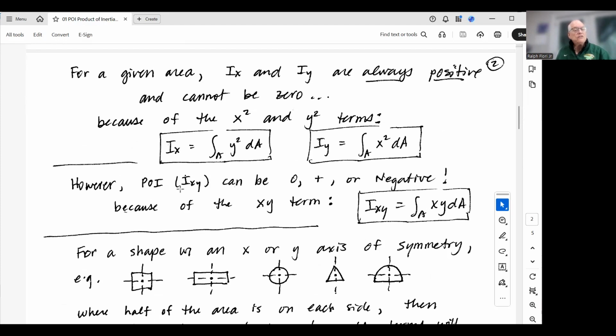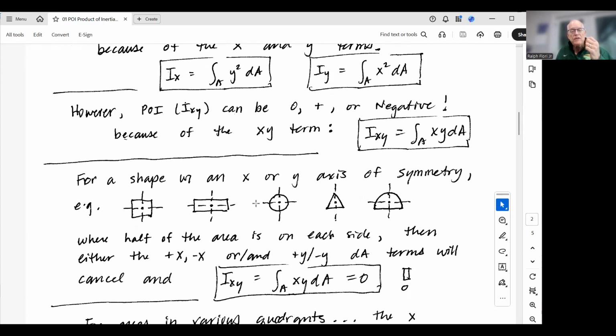However, IXY, the product of inertia, can be zero, positive, or negative. And it's because of the XY term. We're not squaring them. We're taking an X value times a Y value times a dA. So it's a result of the definition.